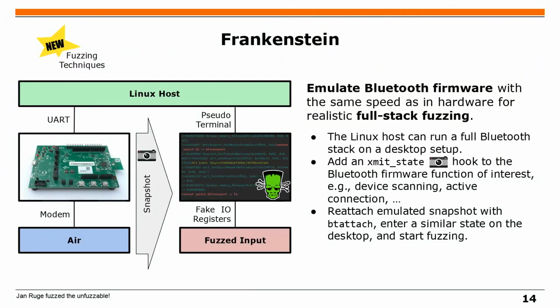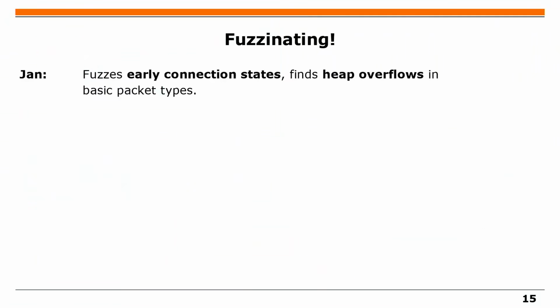What Jan focused on is early connection states, meaning stuff where you don't need a pairing. He found heap overflows there in very basic packet types, which is quite interesting. The stuff was fixed, I think, or hope, at least in very recent devices.